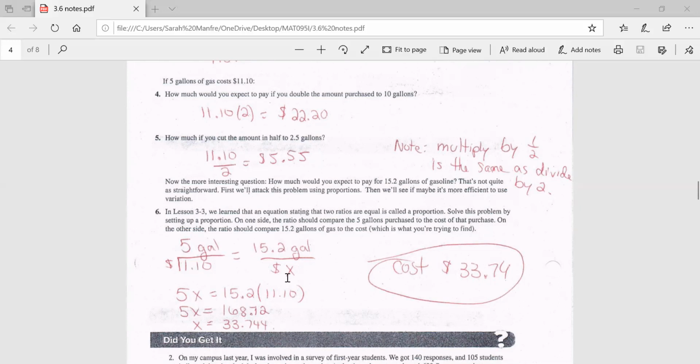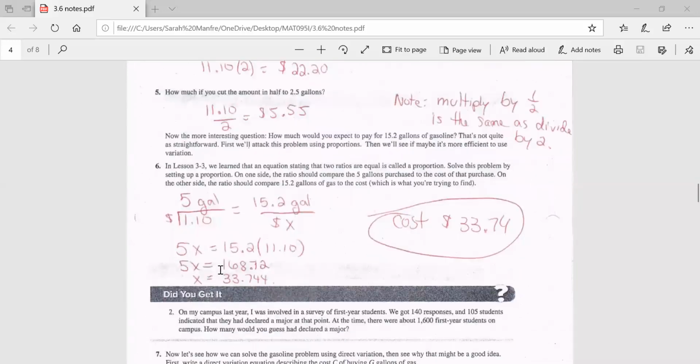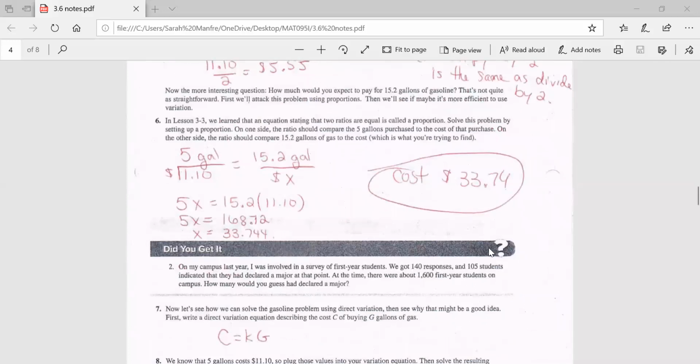I just want to point out this would also work if you put dollars on top and gallons on the denominator. You could flip them as long as you flipped both of the rates. It does not matter. Now we're going to cross multiply. 5 times X is 5X. And then we have 15.2 times 11.10. I multiplied, got 168.72, and then I divided by 5 to get X by itself, and you get 33.744. Well, that's not money. Money has 2 decimal places, which means it would cost $33.74. So just make sure you're answering the question.